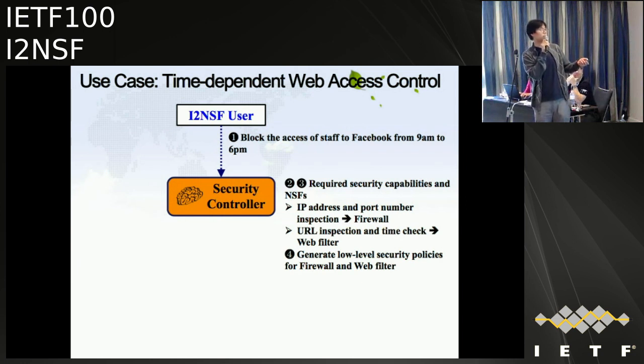Actually, this capability information is not given to the security controller. By analyzing this high-level security policy, the security controller automatically or intelligently identifies the required security capability for this high-level policy. So I understand that, but I don't see how, and even worse, in the future you're not going to access the URL in the clear.